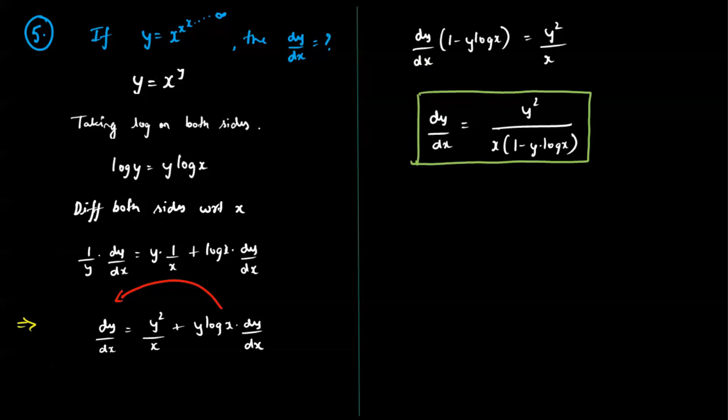Now you transfer this 1 minus y log x over here. As in you divide both sides by 1 minus y log x, and we should be having the value of dy by dx, and it is going to be y square as it is, and here x will be multiplied with 1 minus y multiplied by log x. This is going to be your answer.